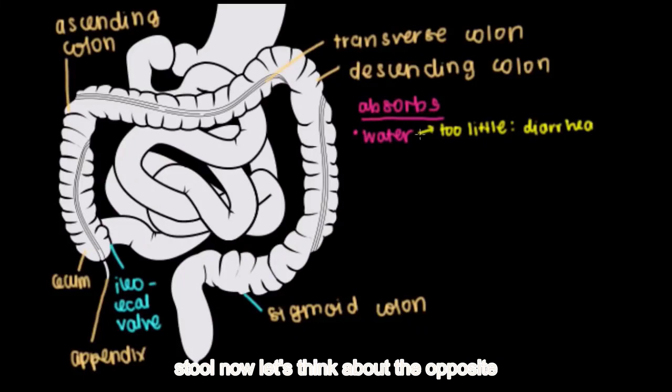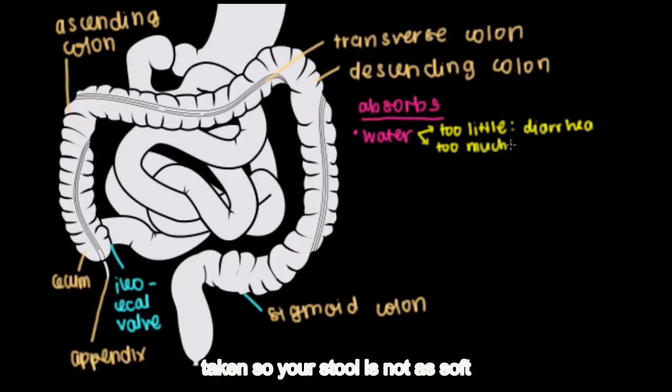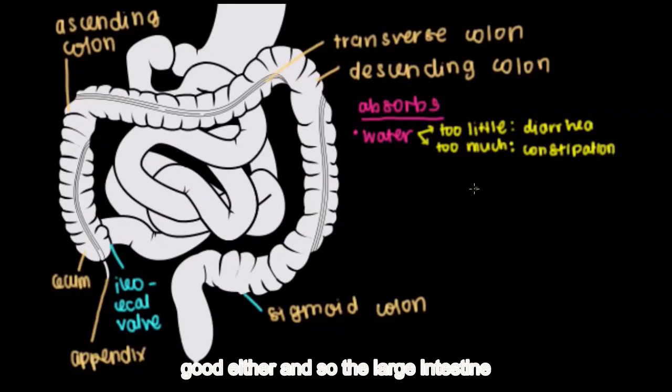Now let's think about the opposite case. What if we absorb too much water, right? There's too much water that's taken, so your stool is not as soft anymore. Water, as we can think about, is the component of your stool that makes it relatively softer. So if we have too much water absorbed in our large intestine or in our colon, we'll get the opposite of diarrhea, right? So we're going to get constipation, which is not good either. And so the large intestine is very important for regulating exactly how much water needs to be removed.